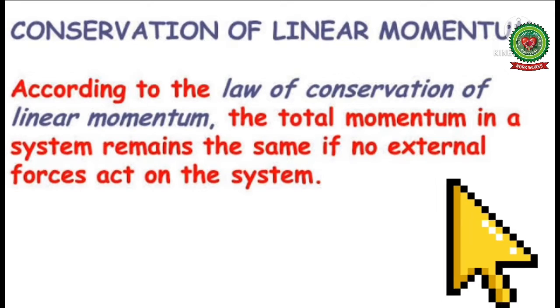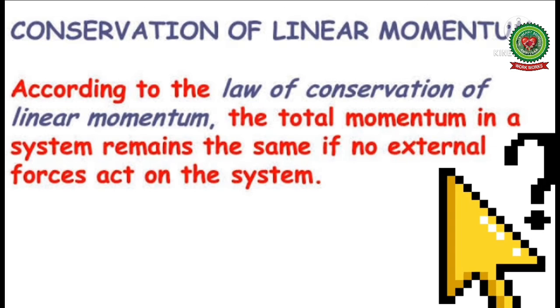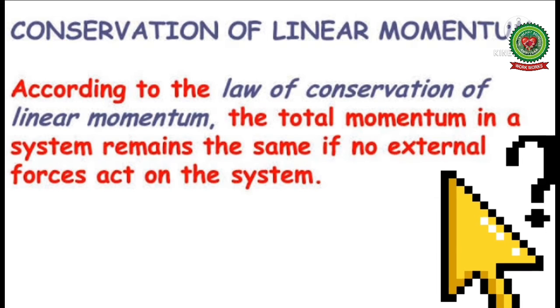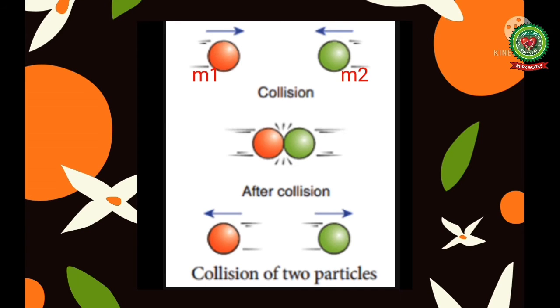Let's start with the law of conservation of linear momentum. When two or more bodies interact with one another, their total linear momentum remains constant, provided no external force is acting on them. Let's start with the derivation.